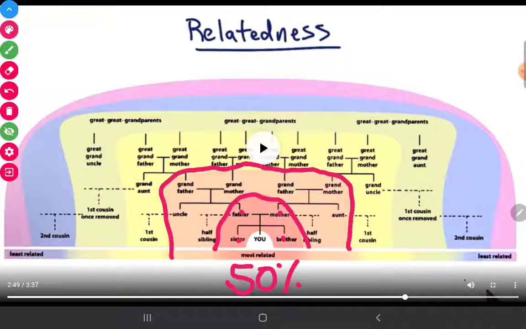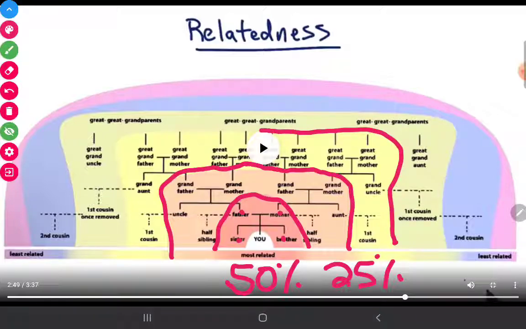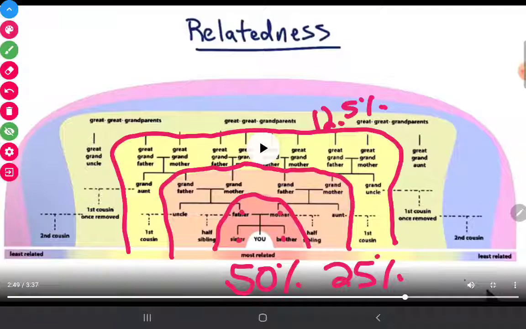They are going to be 25% related to you. Then you go to cousins and great grandparents, and that's going to be 12.5%. Basically, we just keep cutting the amount of DNA that you share with them by half as we go outside this rainbow. And so this creates some very interesting altruistic calculations. So we know that we're very likely to help people in the middle of this rainbow.